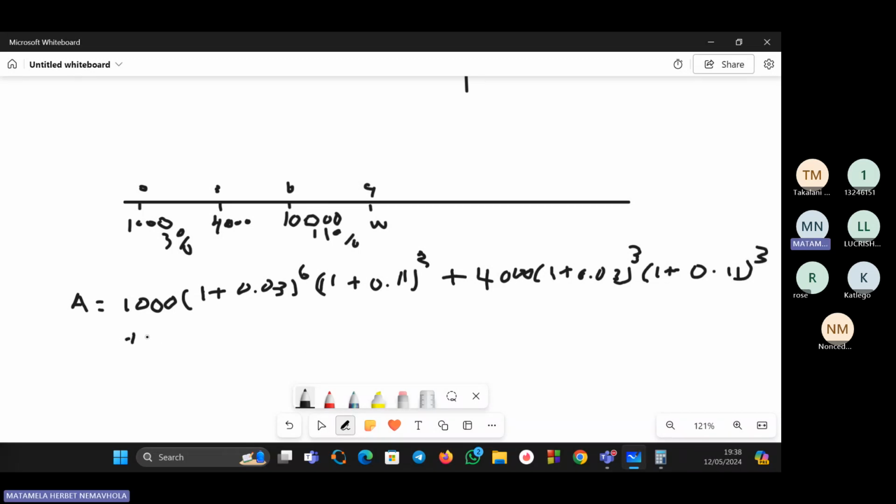Then plus again, you added what? 10,000. You write your 10,000. This is how you do it. If you don't do it this way, then you have to guess. And then this 1,000 started from 6 until 9, then you withdraw. So it's going to be 1 plus what? Just 0.11 to the power 3. Then you use your calculator, then you're going to get an answer for this question. So this is how you do a timeline question.